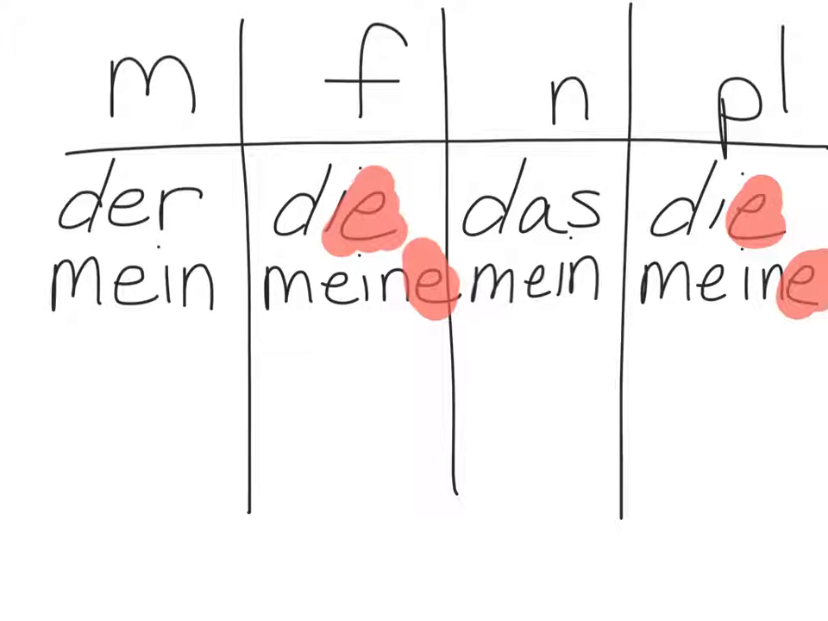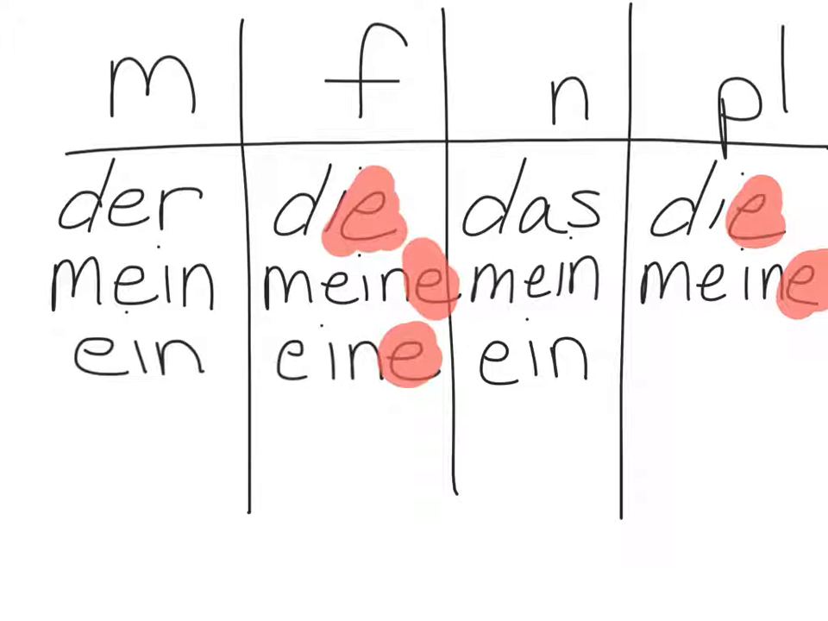Okay, so now if you're going to do ein words, they follow the same pattern. If it's masculine, all you do is get rid of that M off of mein, and now you've got ein. Feminine is going to become eine, so you still have that E thing going on. What's neuter going to be? Ein.